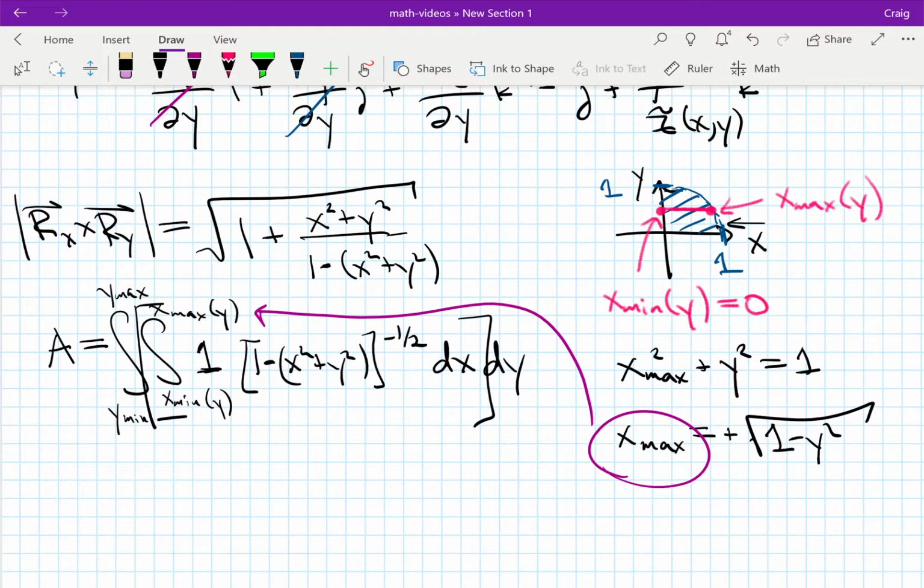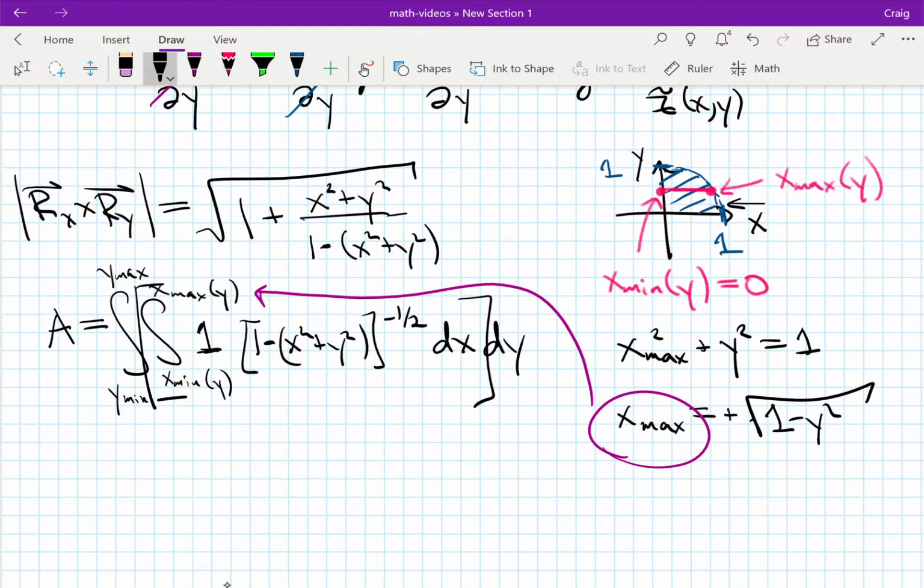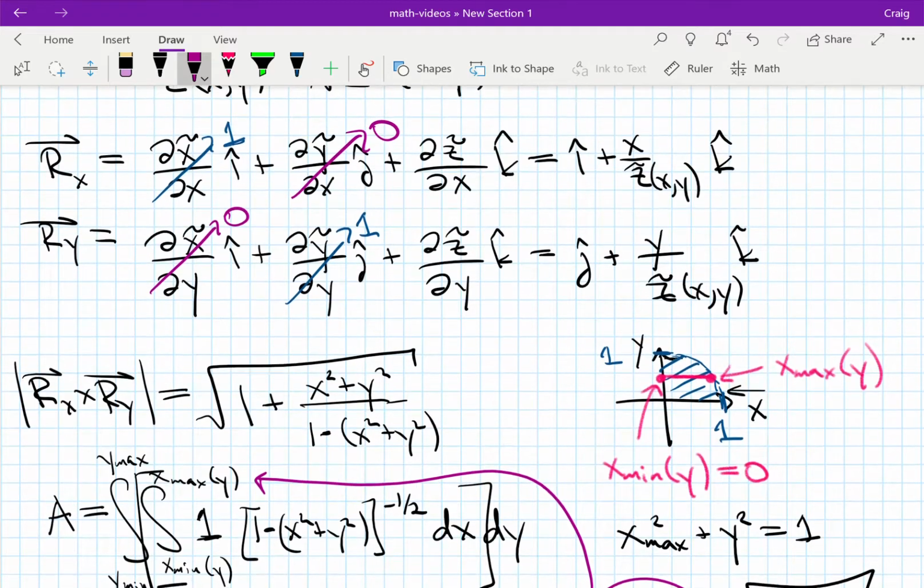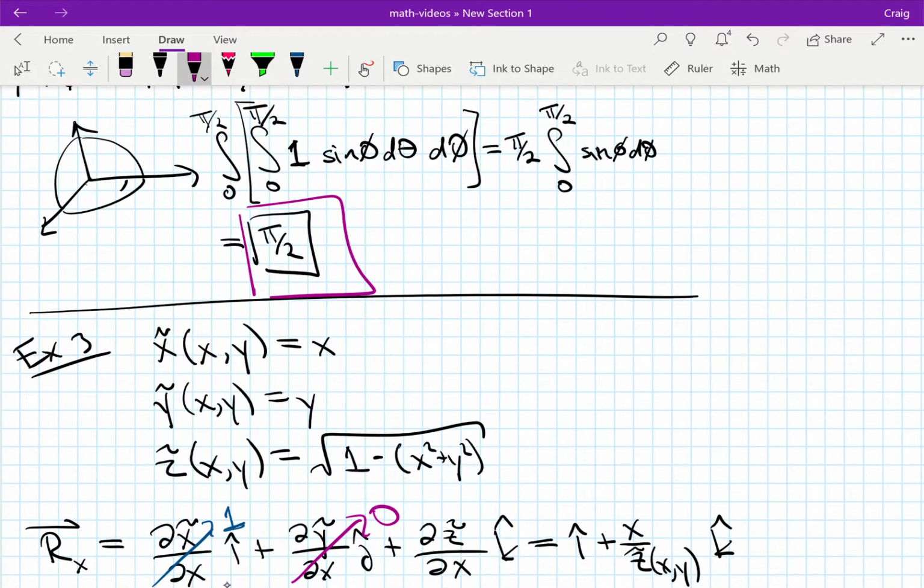Okay. So I went into a little bit more detail than the authors of the book, but the answer is that when you do this correctly, you end up with pi over 2 as the answer. So you see the pi over 2 matches with the pi over 2.